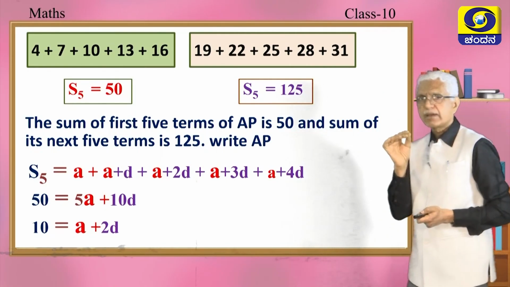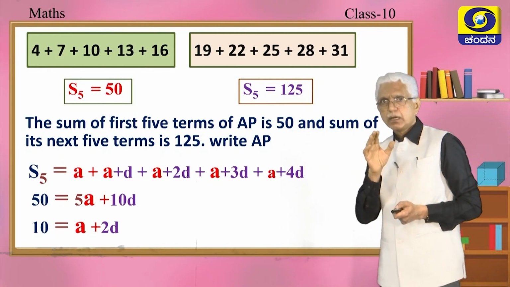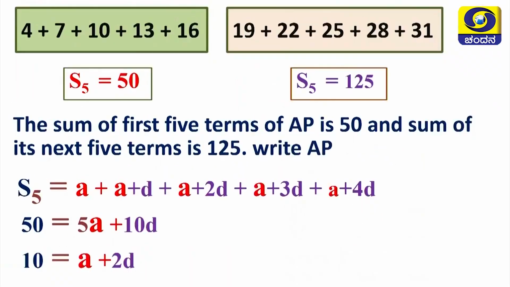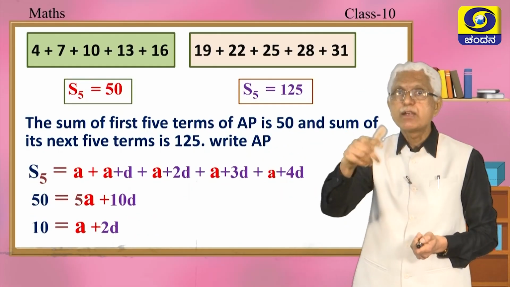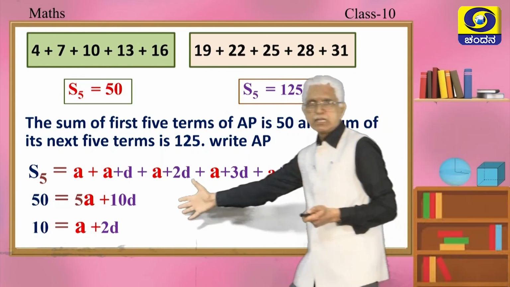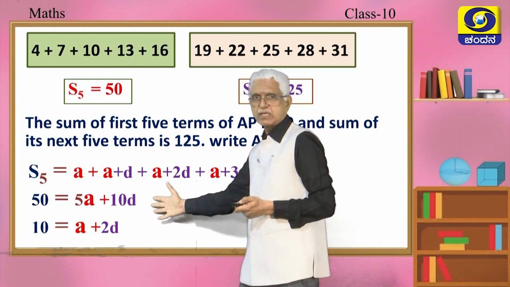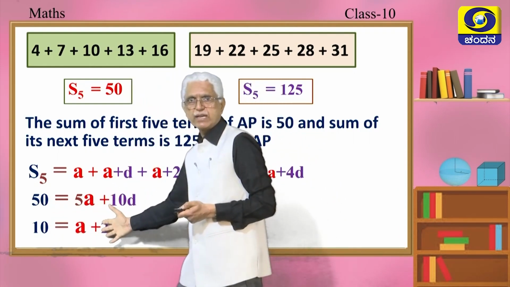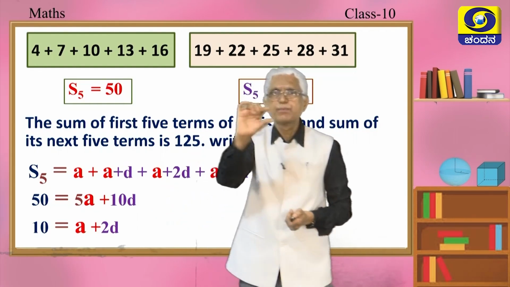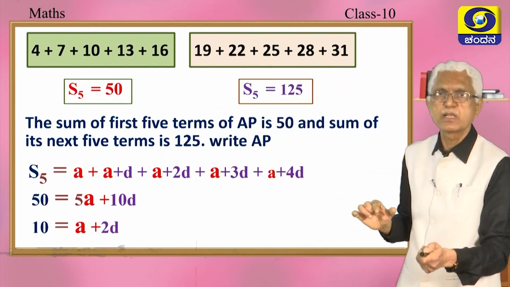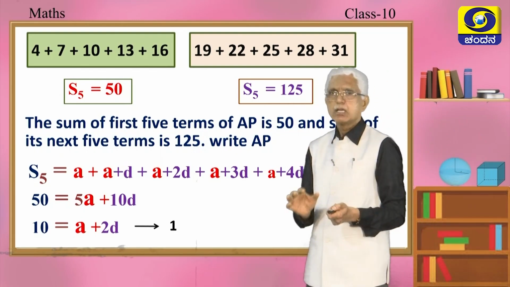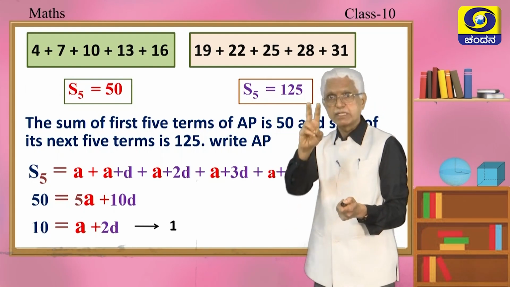Okay. What have they done next? Please observe. They have simplified it, correct? They have divided it by 5, correct? 5 tens are 50, 5 ones are 5, so A, 5 twos are 10, therefore D, correct? You had 50 is equal to 5A plus 10D, and what has happened to that? Observe, 5 tens are 50, 5 ones are 5, 5 twos are 10. It is simplified as 10 is equal to A plus 2D, correct? Call that as equation number 1, okay? You got one linear equation in 2 variables, of course.